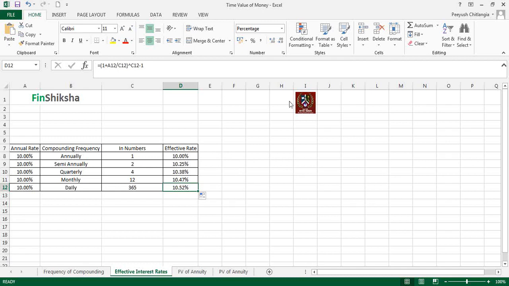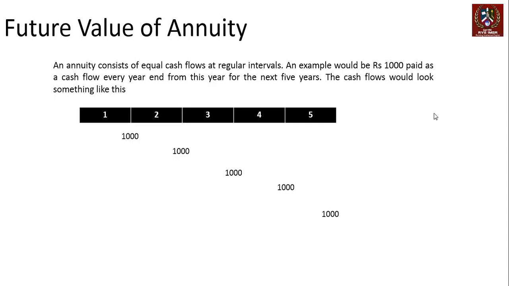You will note that as your compounding frequency increases, the effective interest rate also increases, right? So with an increase in the compounding frequency, there is an increase in the effective interest rate as well. That's the premise of compounding, and something that is going to be important when these rates are stated, right? Let's move ahead and talk about specific kinds of cash flows.